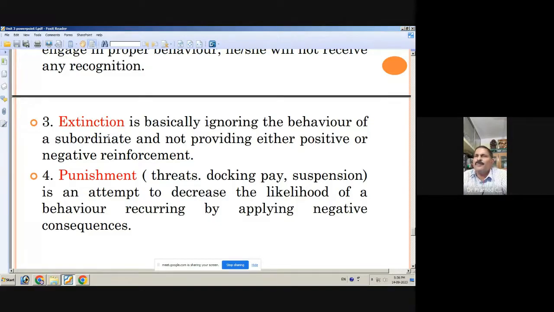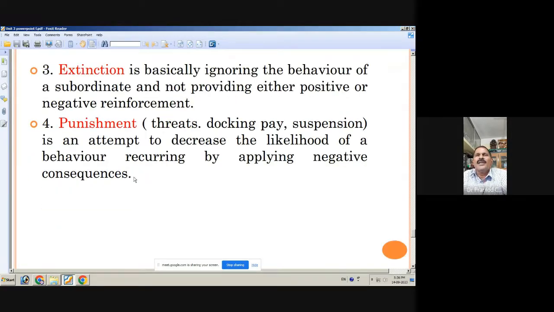But after some time, if there is again the sound of the bell, the organism will expect that the food will come. But sometimes we have to allow a time interval. But here, if someone is ignoring, basically, extinction is ignoring the behavior of a subordinate and not providing either positive or negative reinforcement. Then next is punishment.